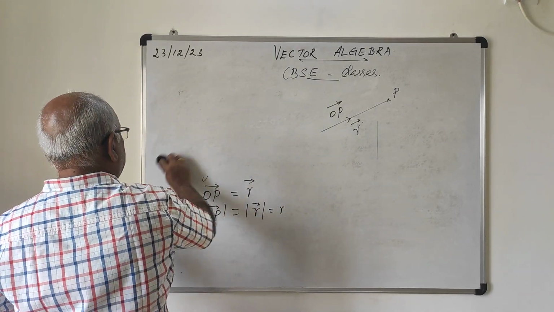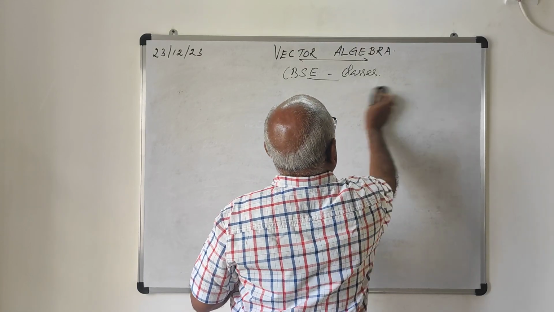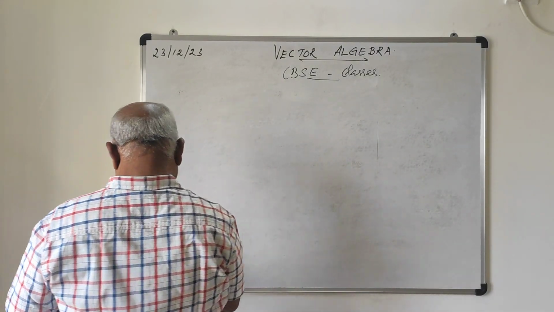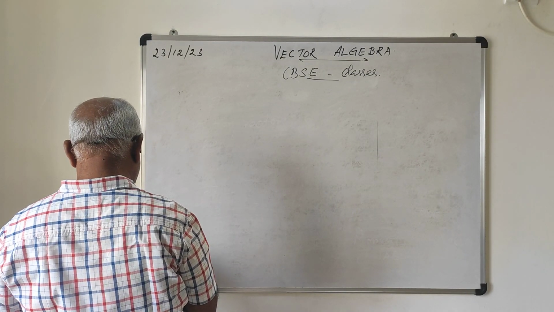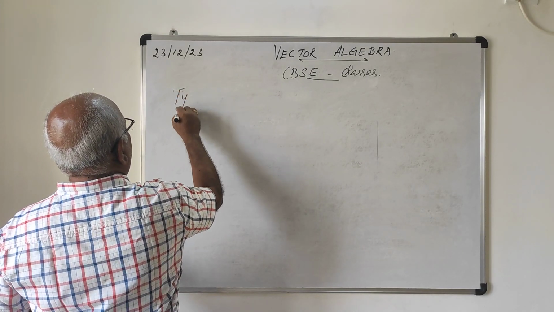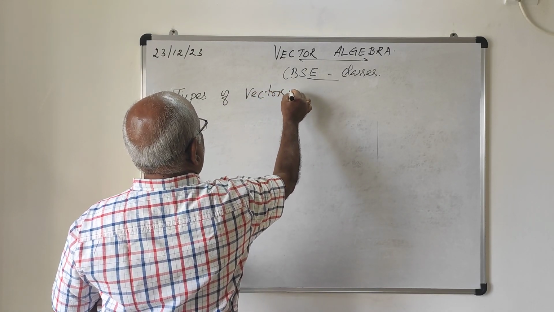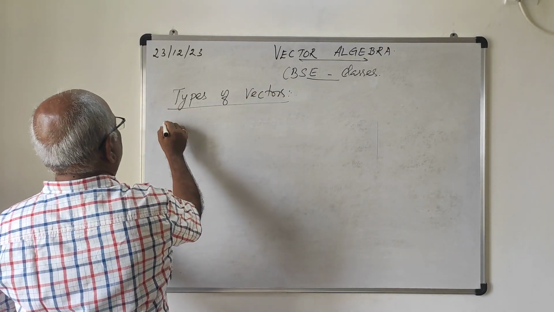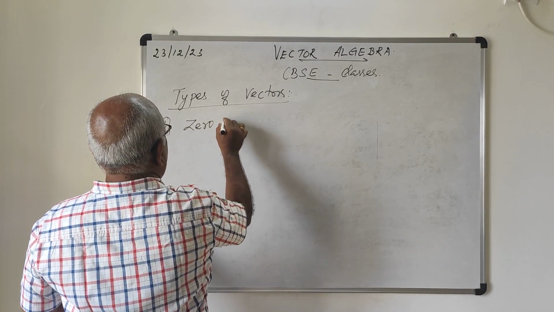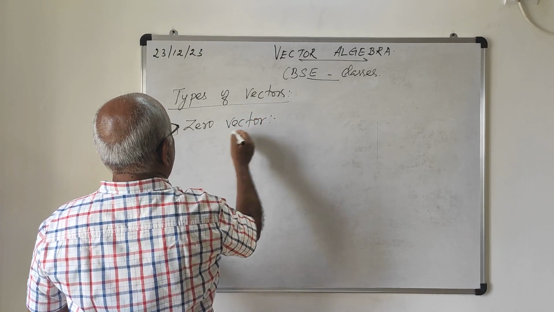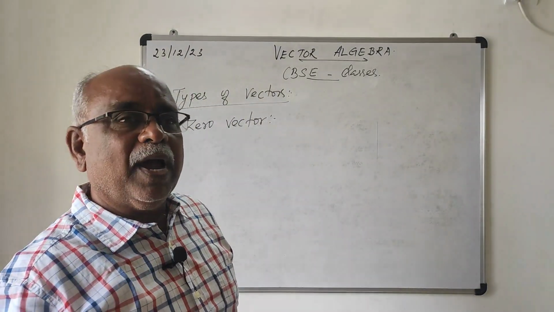Types of vectors. Next, we are going to define different types of vectors. Types of vectors. First one, zero vector. Zero vector is a vector whose magnitude is zero.